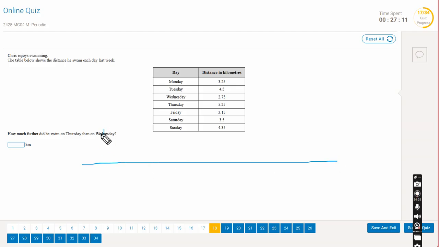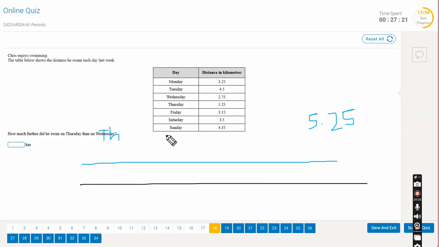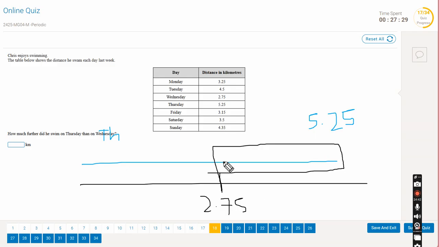Now this is Thursday, right? He swam on Thursday 5.25. Now they want to know the gap. What do I mean by the gap? Just 1 minute, I'll draw it out. So this is Wednesday. He swam till here, 2.75. They want to know how much further. So this is what they're looking for. How much further? The increased path that he reached.